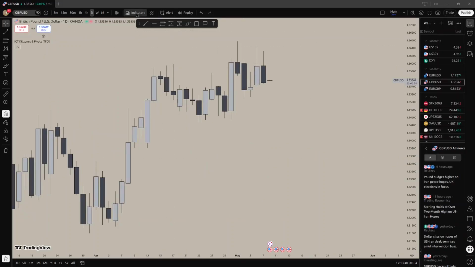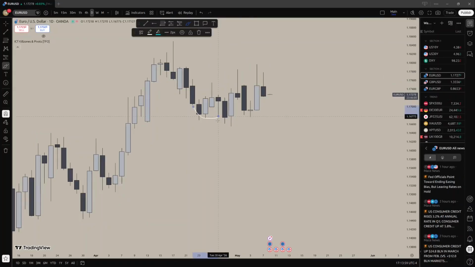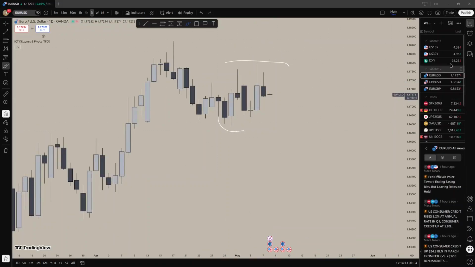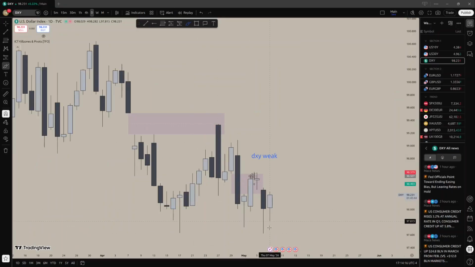The market structure here, you can see we have this high getting swept. Higher low, higher low, higher low, higher high, higher high. Whereas on euro, lower low, lower low, and lower high. So you can see the difference. Here we're making higher highs. Here we're making lower lows. And the DXY was lower lows.